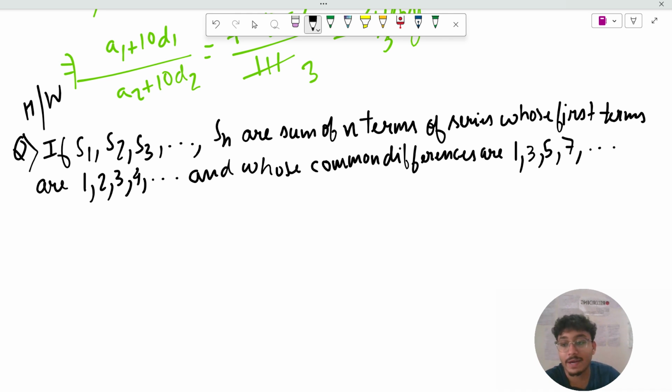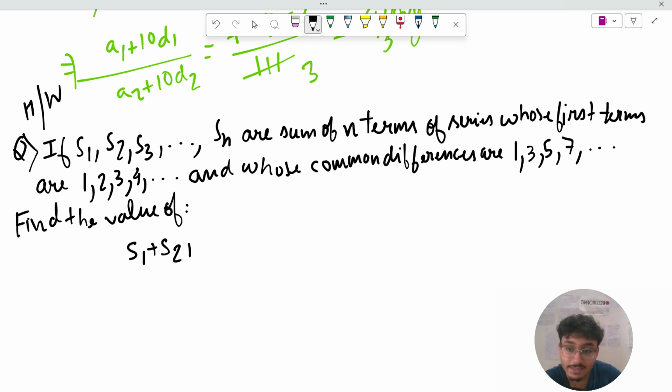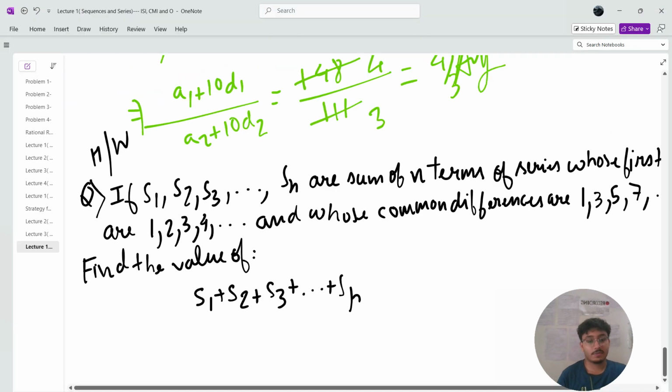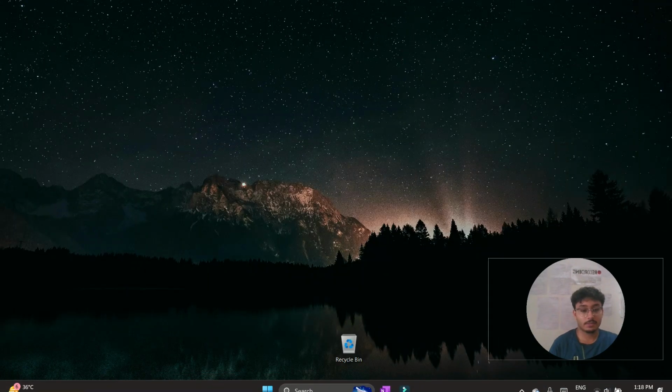Therefore, we need to find the value of S1 plus S2 plus S3 all the way till SP, where that is my pth term. School question. Do give it a try.